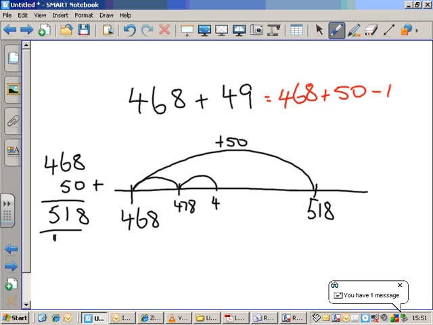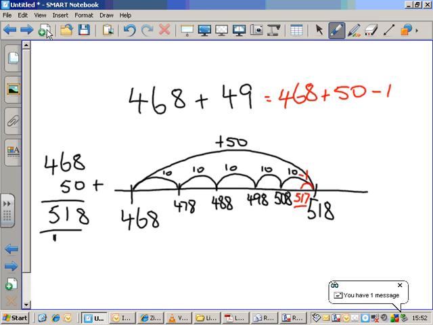Add 10 again, 488. That's 20, isn't it? Add 10 again, it's 498. Add 10 again, it's 508. And add 10 a fifth time, that's 10, and 10, 3 tens, 4 tens, and 5 tens makes 50. And that does get us to 518. And then we take away our 1 again, and we get 517. There's our answer.